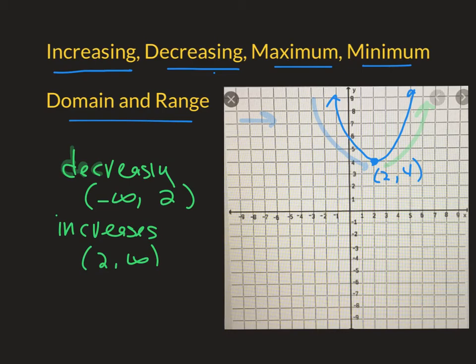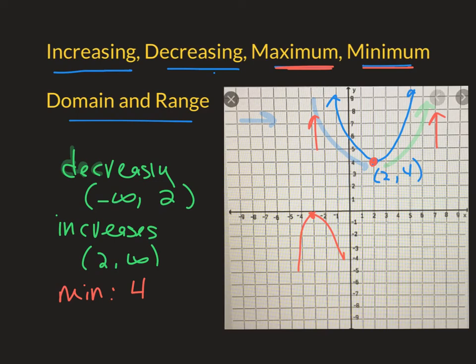Now, next thing is max or mins. The max or mins, it only has one, and it occurs at the vertex, right? The vertex is right here. And because the graph is going up forever, it doesn't have a max, it has a min. So I'm going to come down here and put a minimum. Now, when they ask for a minimum value, it's asking for the y, because now we're talking up and down. Like what's the lowest or highest point? So what's the y coordinate of the vertex? So the minimum value is 4. If the parabola is going down like this, that would be the maximum, but that's a minimum because it's going up.